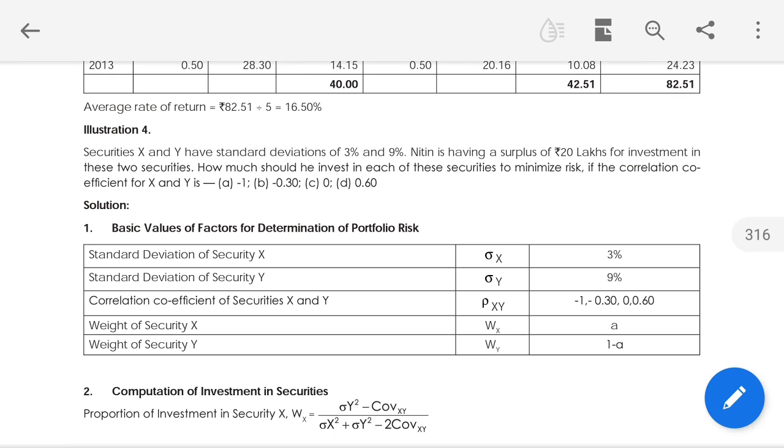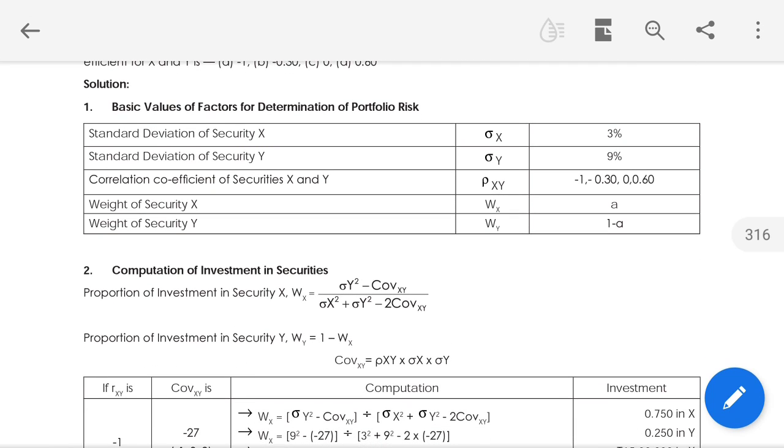If we assume the weight of X is A, definitely the weight of Y will be 1 minus A. So let us get into the answer, that is the computation of investment in securities. That means weights we need to calculate. Weight of X is equal to sigma X square minus COV of XY, divided by sigma X square plus sigma Y square minus 2 COV XY. COV represents covariance. WX means weight of X.